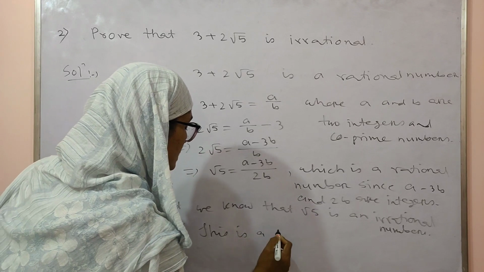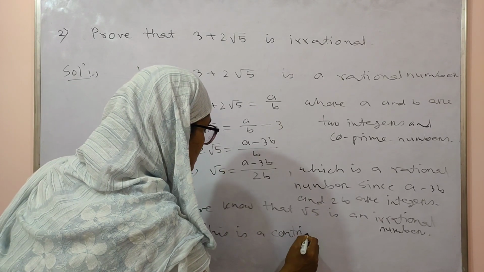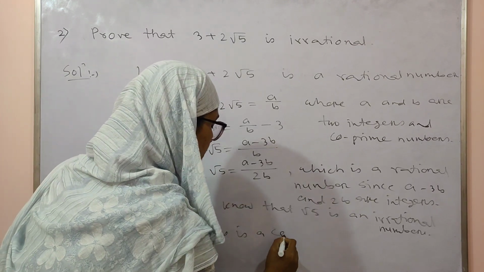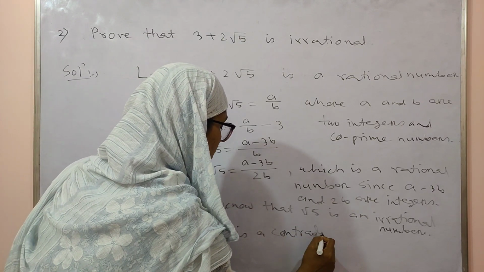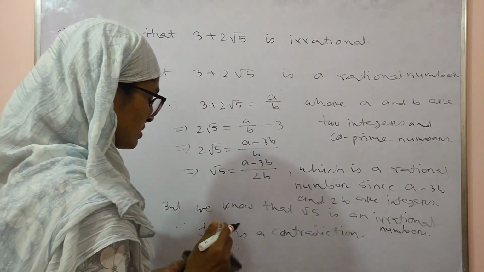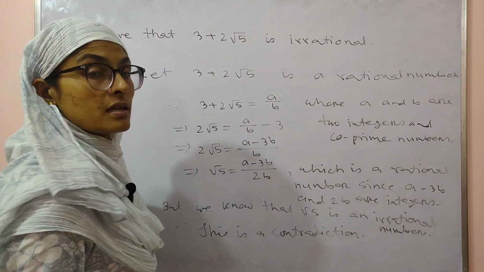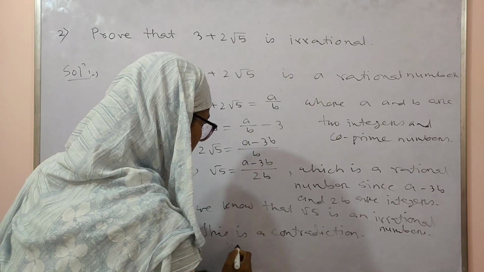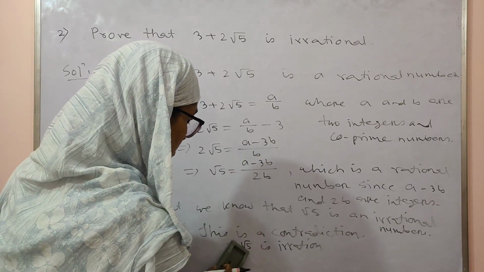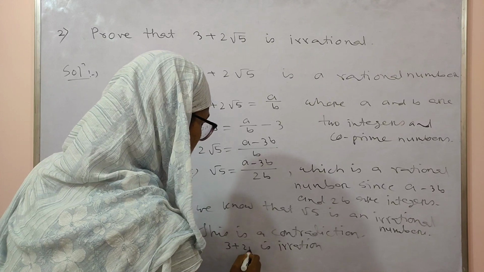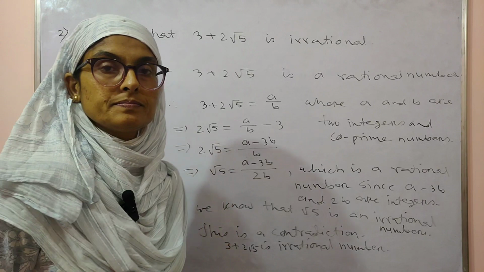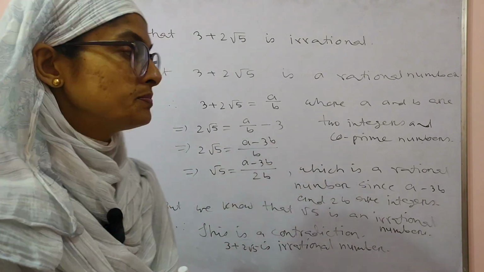This is a contradiction. Lastly, write down, therefore root 5 is an irrational number. Therefore 3 plus 2 root 5 is an irrational number. Write down, and you will practice at home.